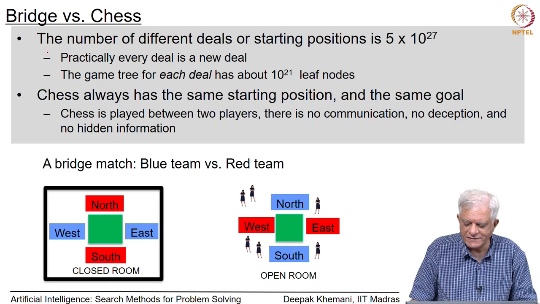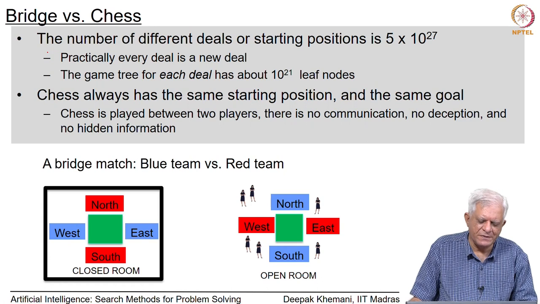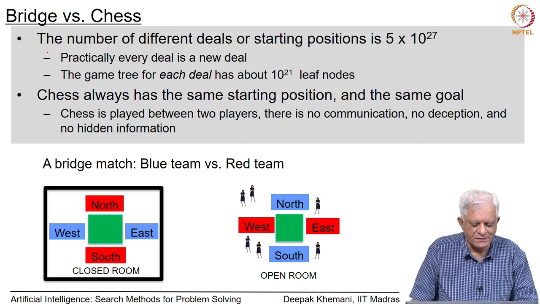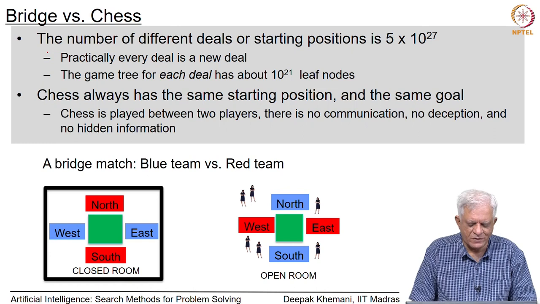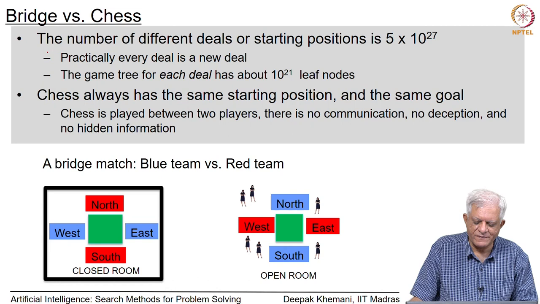Bridge on the other hand has 10 raised to 27 different starting positions possible. So, every deal is practically a new deal, and the goal is also set as part of the game to bid a contract and make it, and the contract can be different in every game because the cards dealt out are different. And having given a deal, the game tree itself has a large number of nodes, which is about 10 raised to 21.